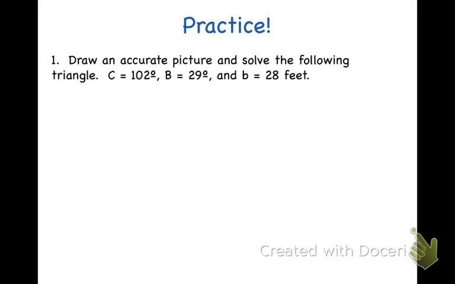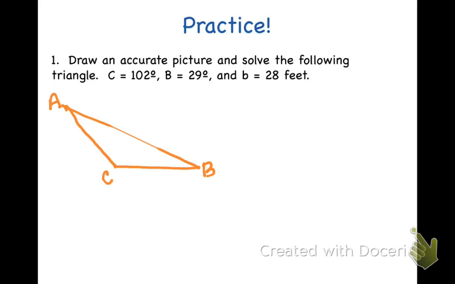Angle C is 102, angle B is 29. Angle C should definitely be larger. So I want to draw a triangle where my angle C is an obtuse angle, and angle B is kind of small. So here's C, here's B, and then I don't know what A is yet. We can figure that out.